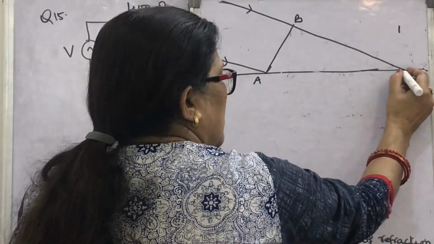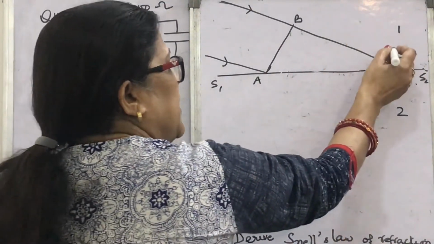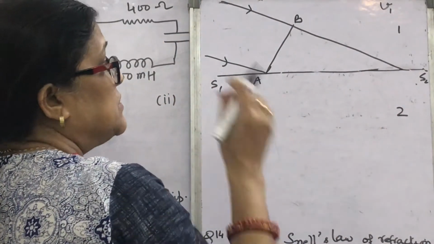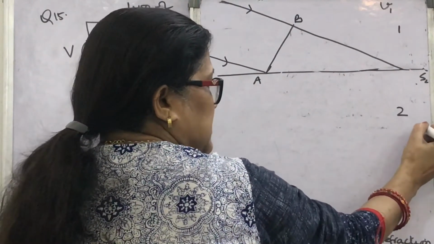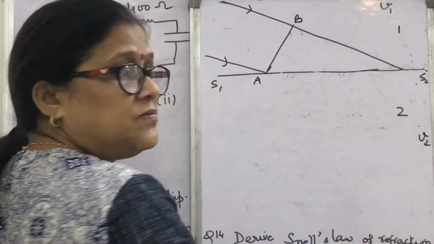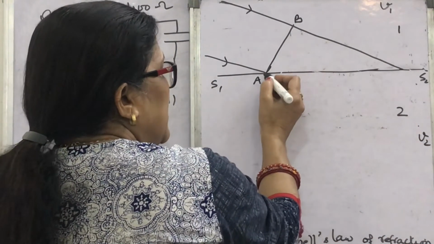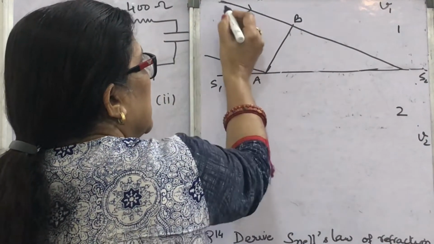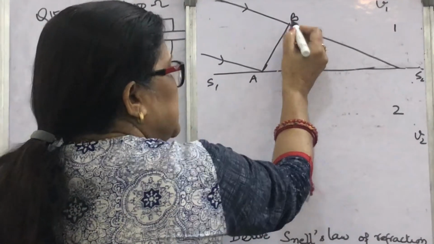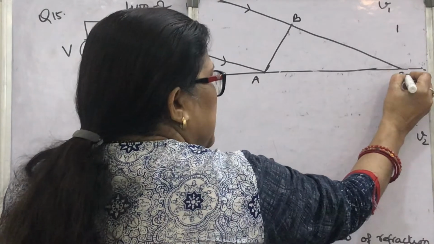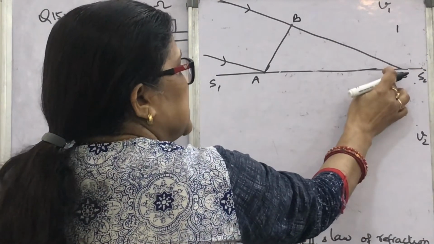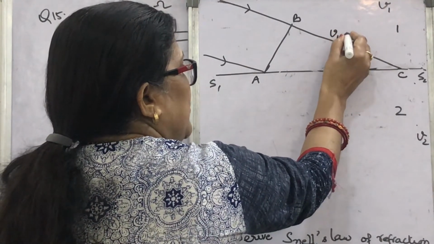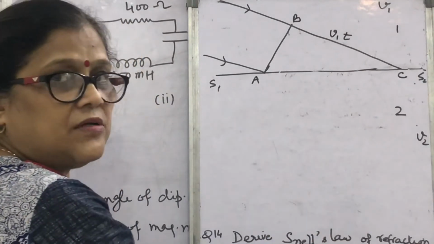Okay. Now what happens in medium 1? Suppose the velocity of the light wave is V1, and in the second medium the velocity is V2. When this ray strikes the surface here at A, the extreme ray is at B, then it has to cover this distance. Suppose this is BC, and how much distance will it cover with the speed V1 in time t? You will write here, this will be V1 t, distance will be speed into t.